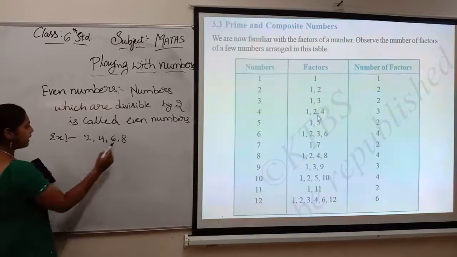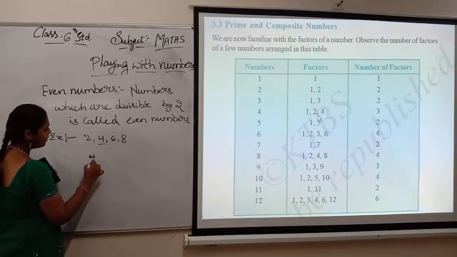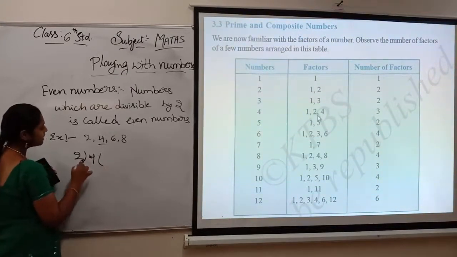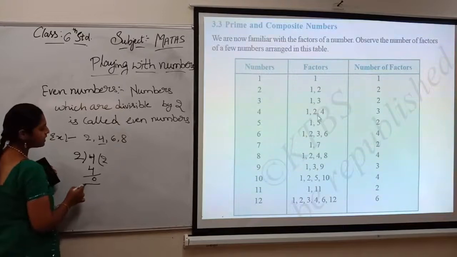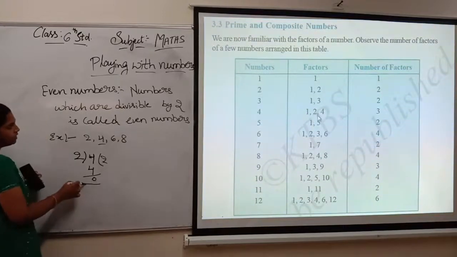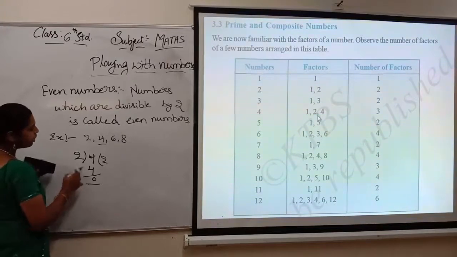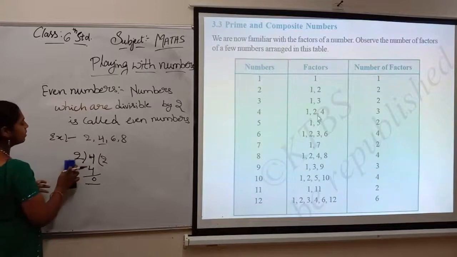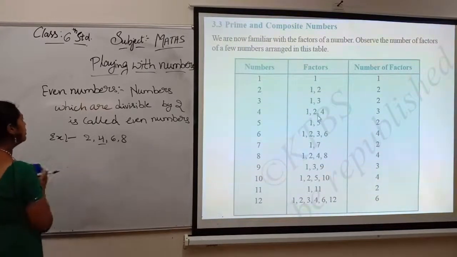These are the examples. Okay, I will take 4. We will check whether 4 is divisible by 2 or not. 2 2's are 4. If you do subtraction, we will get 0. So it divides exactly. We got 0 here, so 4 is an even number. 2 is also an even number. Next is odd.